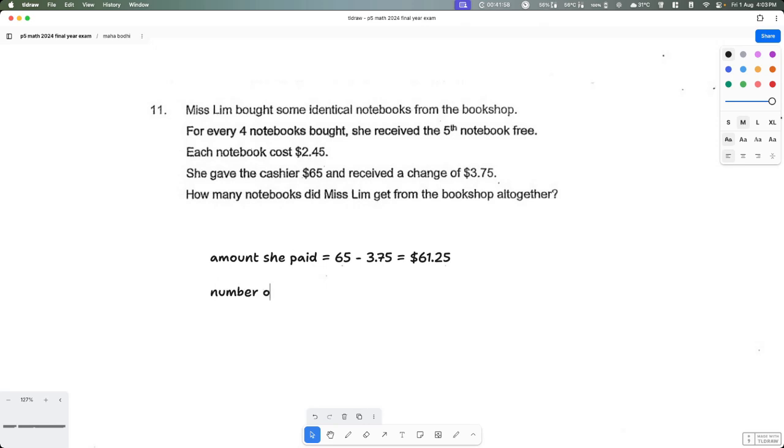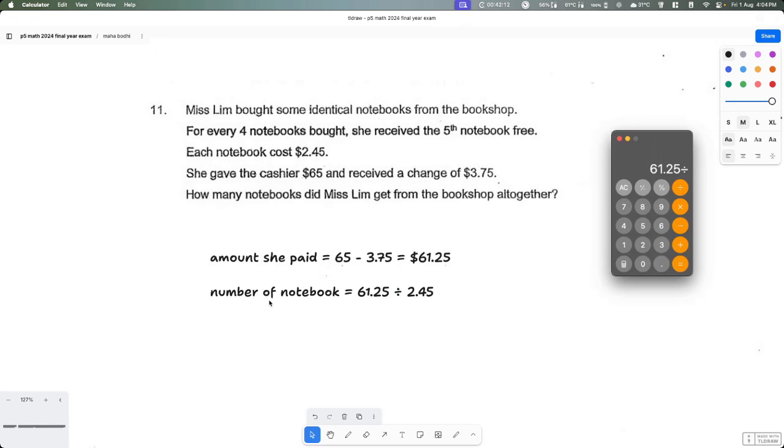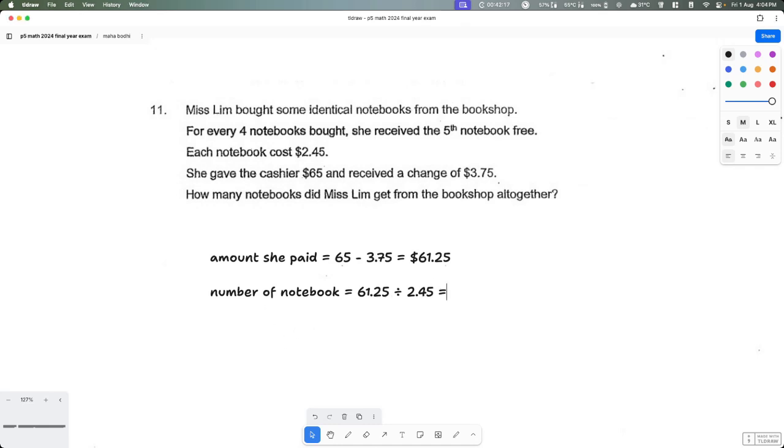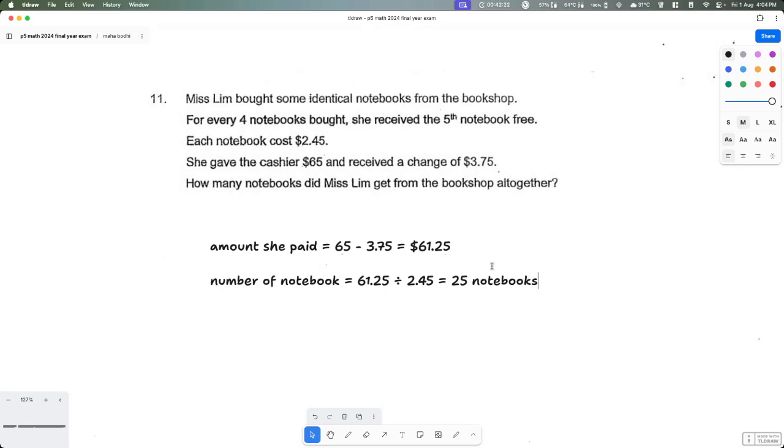So number of notebooks is equal to 61.25, and then divide by 2.45. Okay, so from here we divide by 2.45. This gives us 25 notebooks, right? So the thing is that she bought 25 notebooks. So what are the additional notebooks she gets?